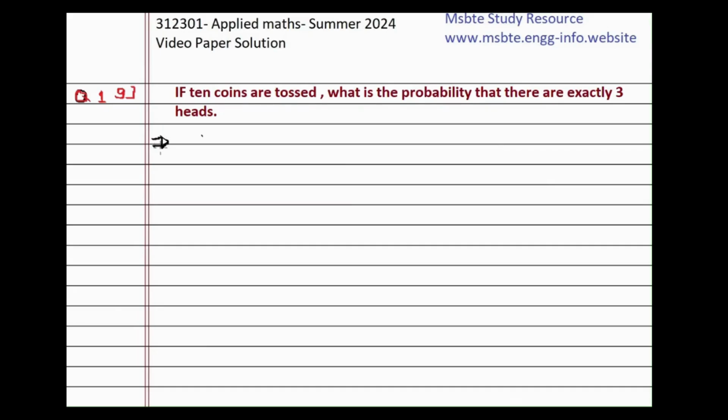To solve this problem, this is about tossing of a coin. So the probability of head will be always 1 by 2. Probability of tail also 1 by 2. So p is equal to 1 by 2. Q also 1 minus p. It will be also 1 by 2. Then n, the number of times the experiment is repeated or the number of coins tossed, is 10. So this is binomial distribution as value of n is small.